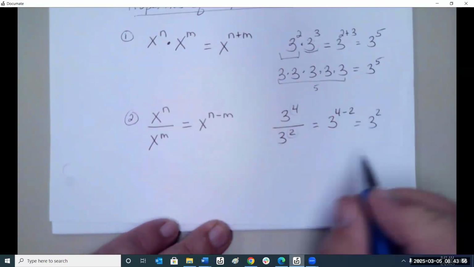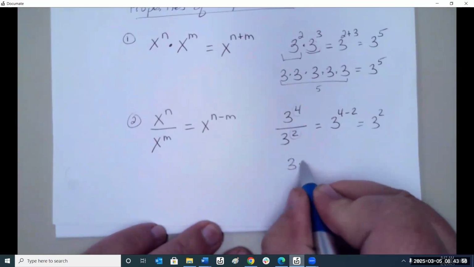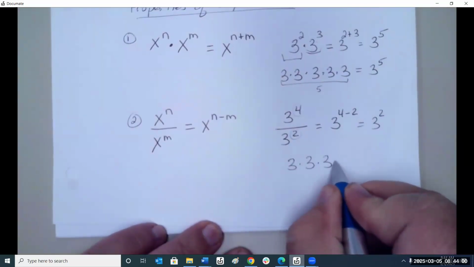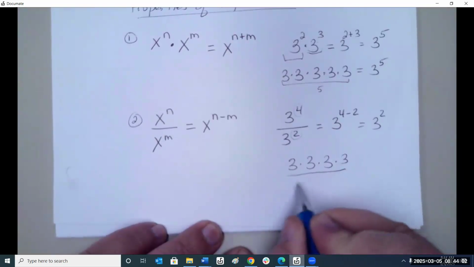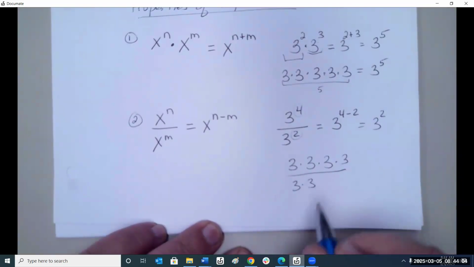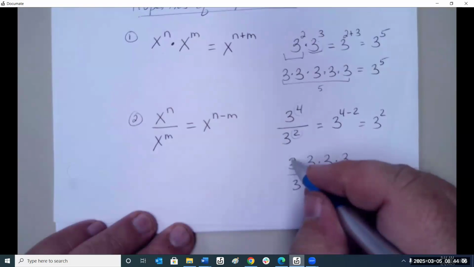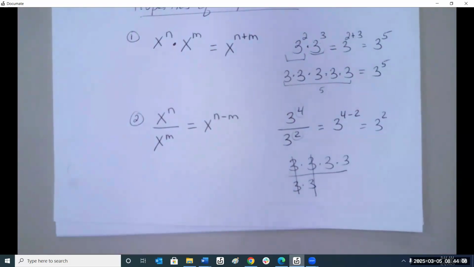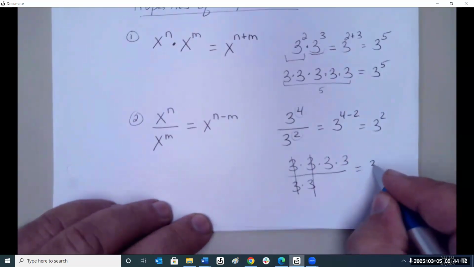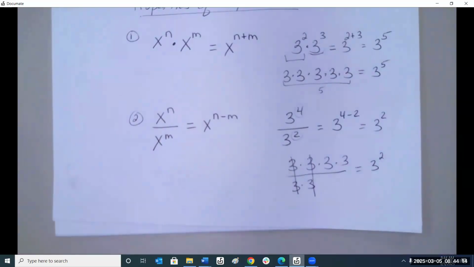4 minus 2 is 2. Yes, and that's exactly why, because on top we have 4 3s. On the bottom, we have 2 3s. Since they're all multiplied, we can cancel. And what we're left with is 3 squared.